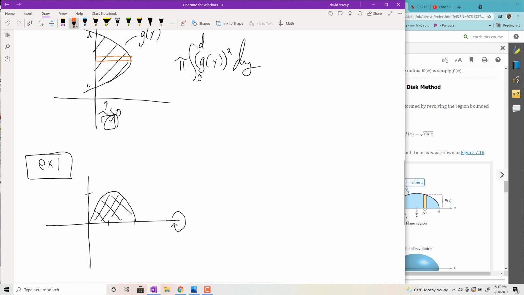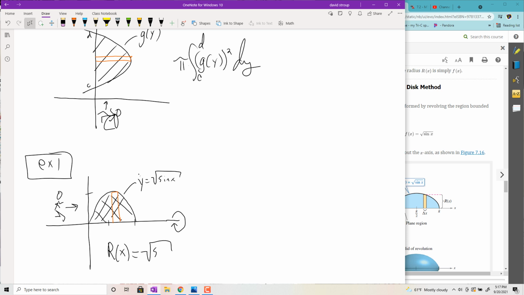What I like to do is identify my rectangle and then do my formula based off the rectangle. In this orientation, I'm running like this. My function here is y equals square root sine x. And so the radius that I need, the formula is pi r squared h, right? And the r is going to be the height of that rectangle. So in this case, the radius is square root sine x.